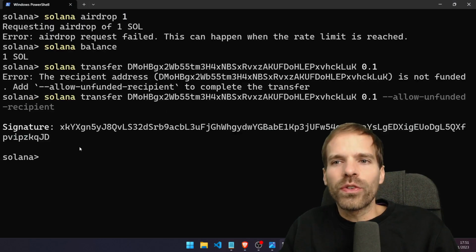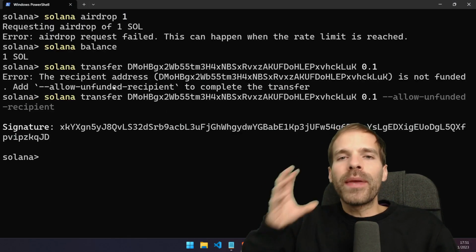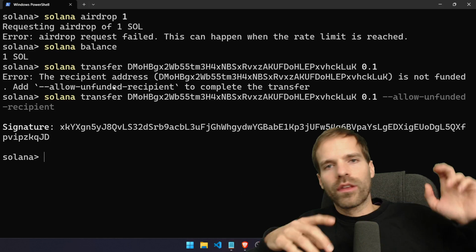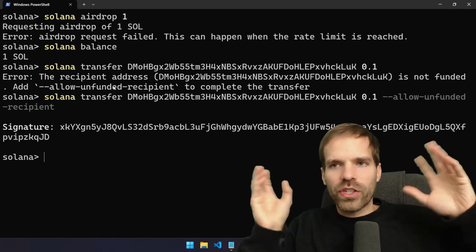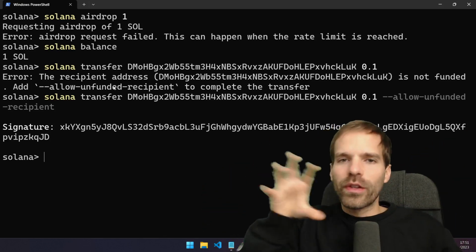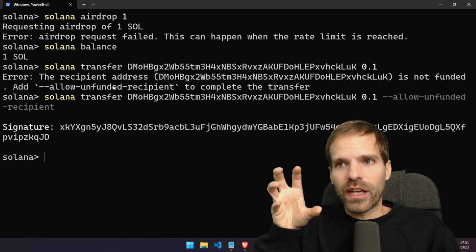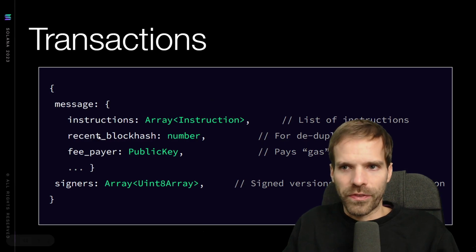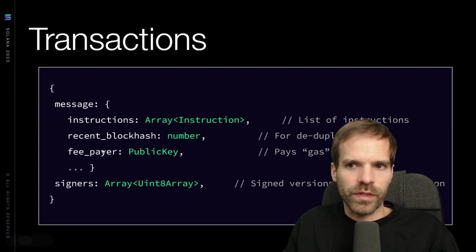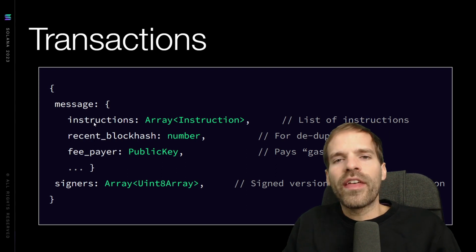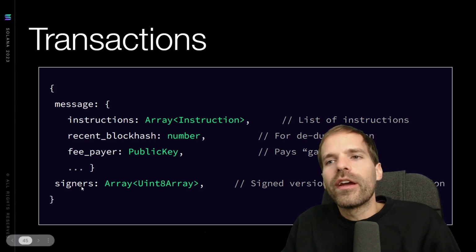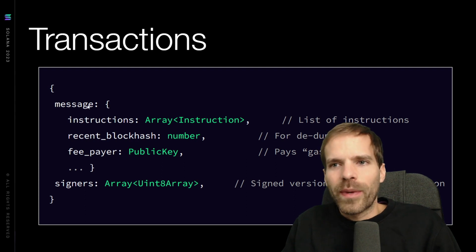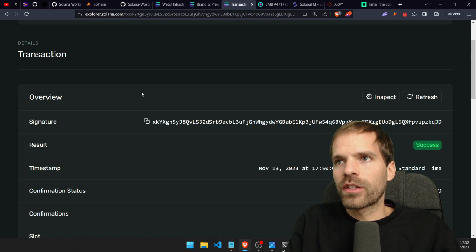Well, the CLI also did that for us. It built that transaction with the correct accounts, the block hash and everything. And then it took that message of the transaction, remember, the message was this part with the instructions, accounts, block hash, fee payer and so on. And then it did public key cryptography to create the signature, so basically taking the bytes of the message and doing a signature algorithm.